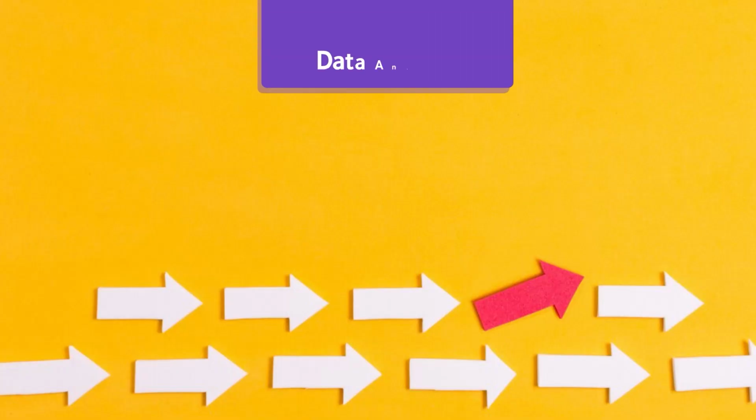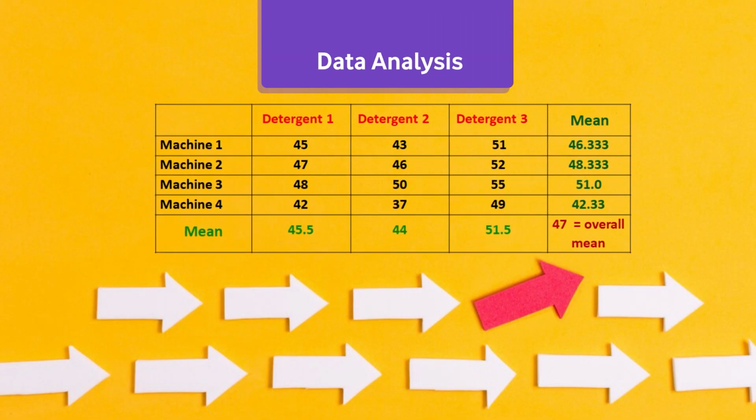Now, let us look at the data. How do we do the analysis? The analysis will be done one by one. We will first do the one-way analysis, ignoring the machines. So, we forget that the machines are there, and we can do a one-way analysis for the 3 detergents.